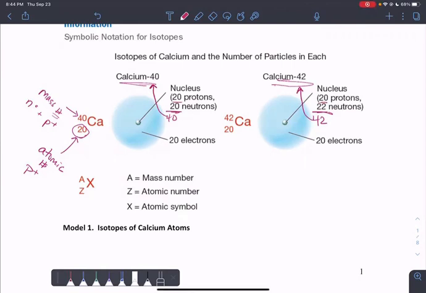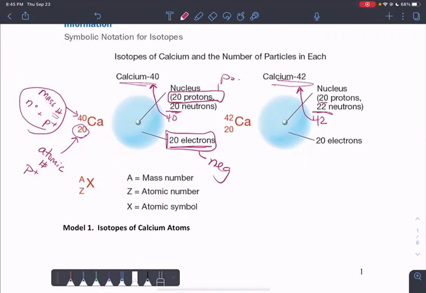And then if you look, the other subatomic particle inside of the atom is the electron. Now, electrons have very, very, very minuscule masses, so we don't include them when we look at the mass number. But it does tell us about charge. So we know electrons are negative, and we know protons are positive. So if you look at the number of positive charges and the number of negative charges, you have 20 positives and you have 20 negatives. So basically you have a net charge of 0. So this is a neutral atom.